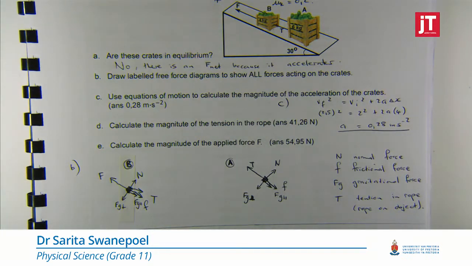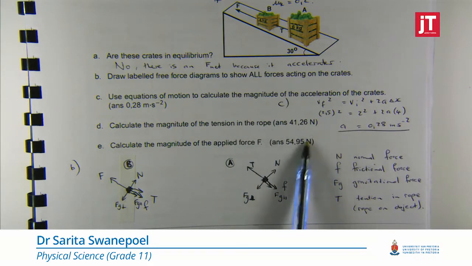And then they ask you to use equations of motion to calculate the magnitude of the acceleration. I hope everyone got that, very easy. That was just choose the correct equation and substitute. I hope everyone had that. Right. And then they're asking us to calculate the magnitude of the tension in the rope.